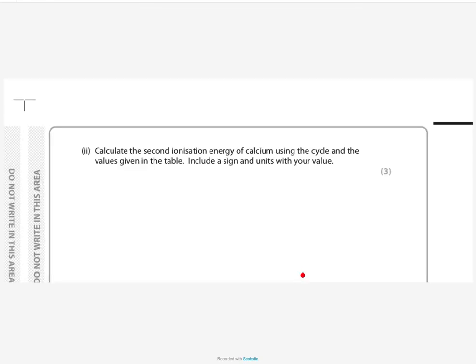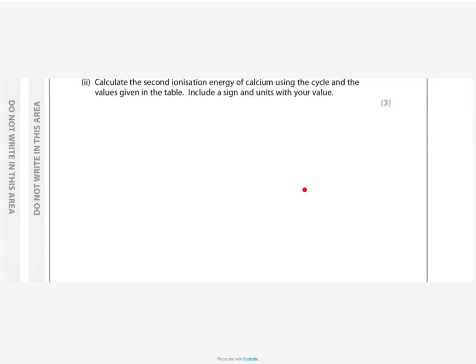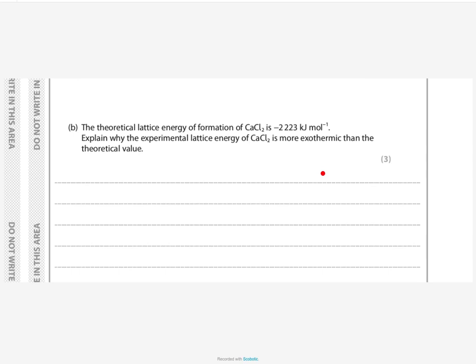Calculate the second ionization energy of calcium. This is what we did. The theoretical lattice energy for the formation of calcium chloride is minus 2,223. Explain why the experimental lattice energy is more exothermic than the theoretical one. Calcium chloride is ionic, right? But it has some covalent character, because calcium has a 2+ charge and can polarize the chlorine to a great extent.